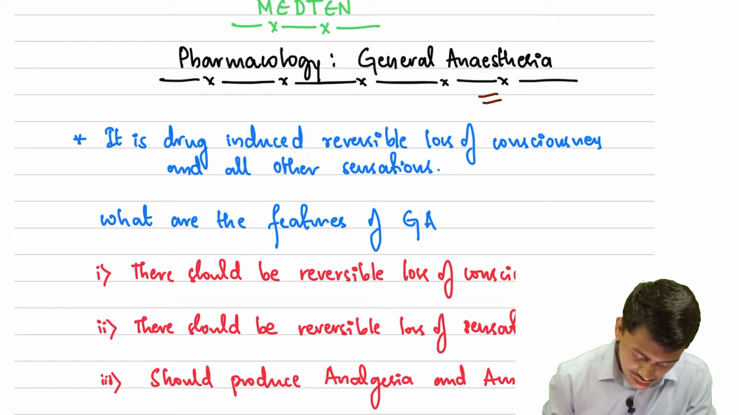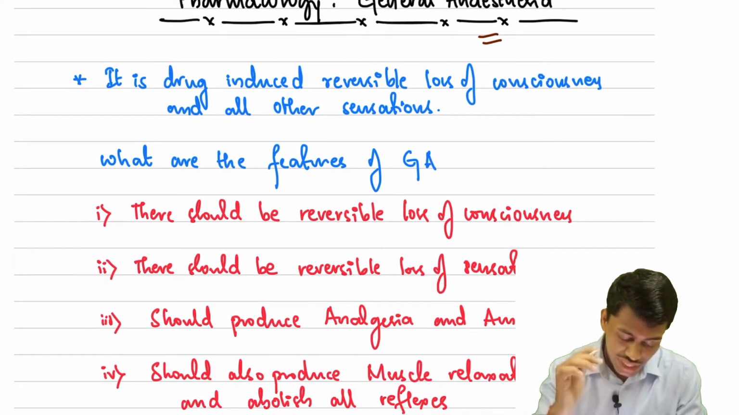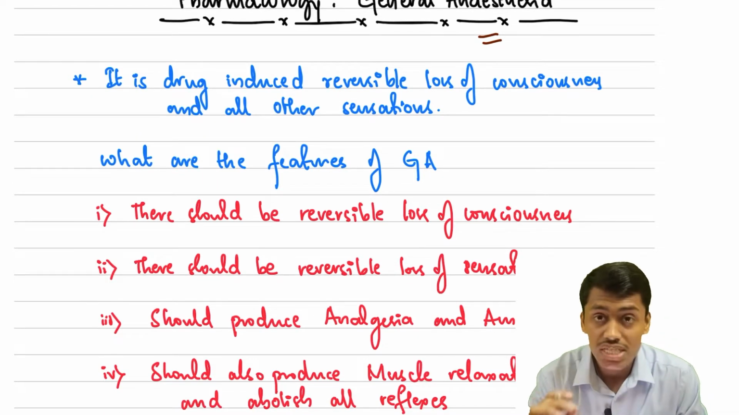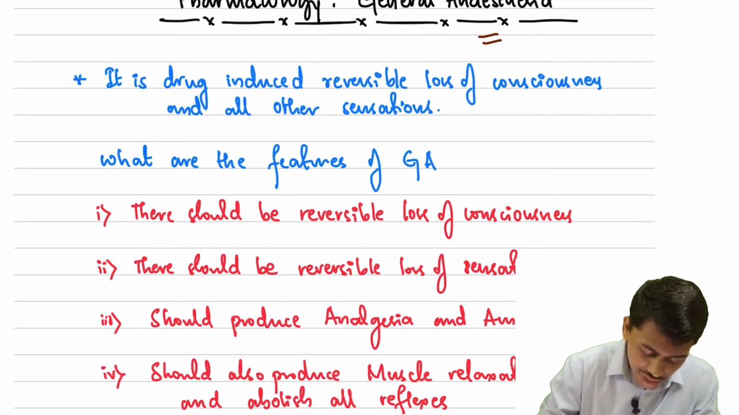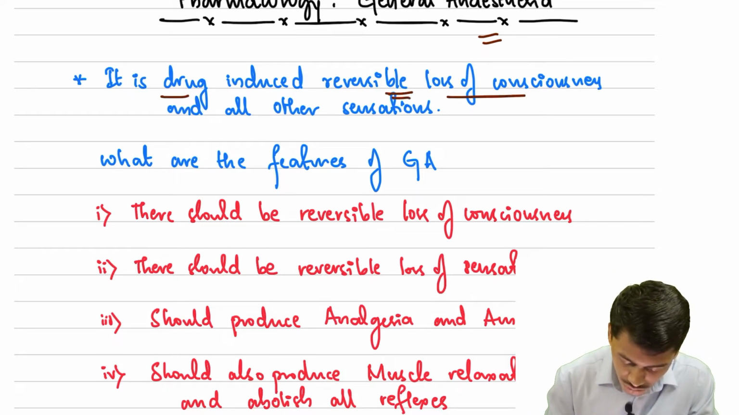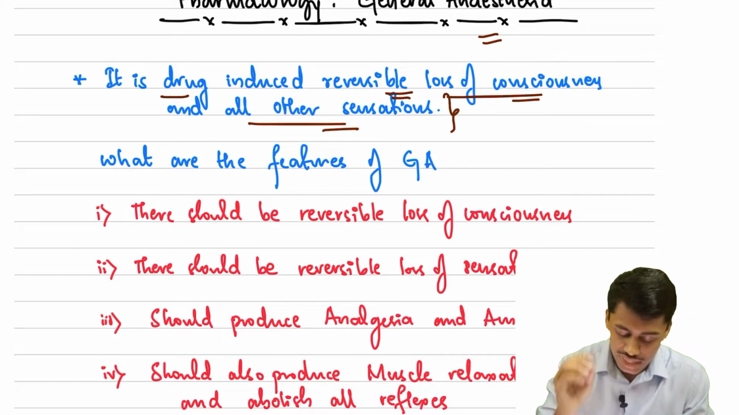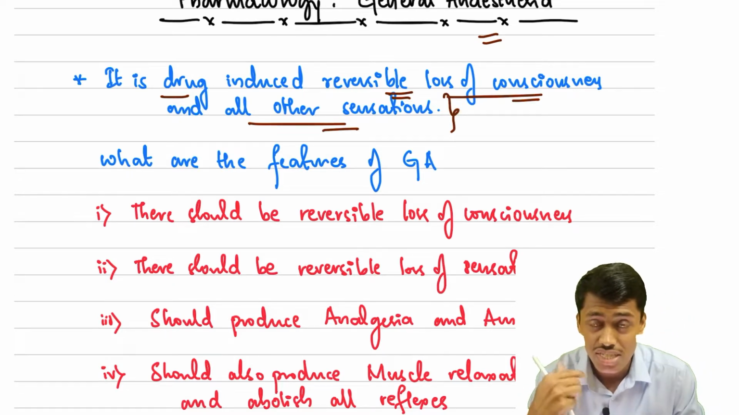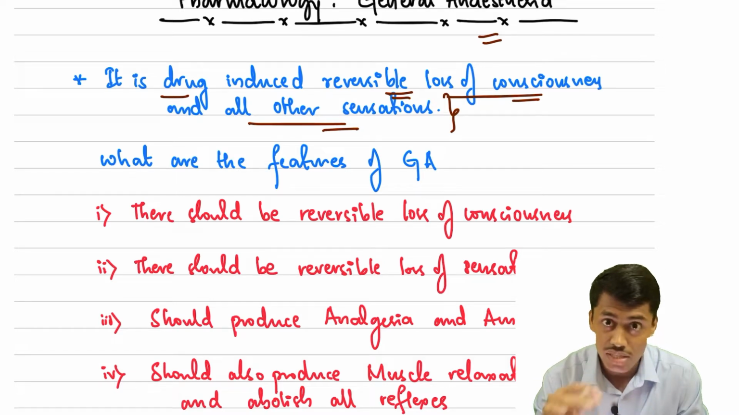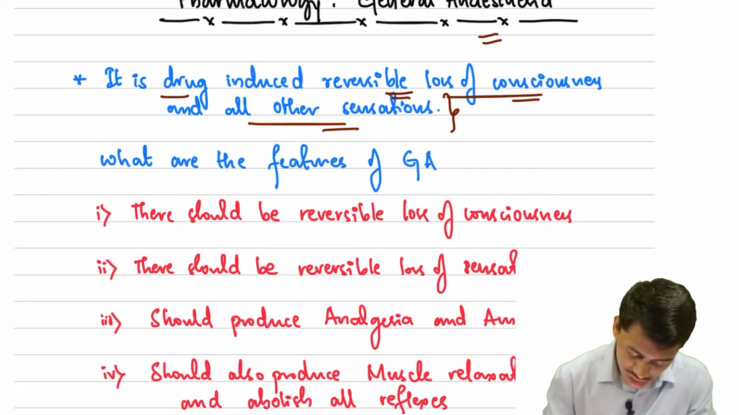So what is general anesthesia? Any drug that induces reversible loss of consciousness and all other sensations. So this is general anesthesia: reversible loss of consciousness, as well as all other sensations must be lost. And what are the features of general anesthesia?